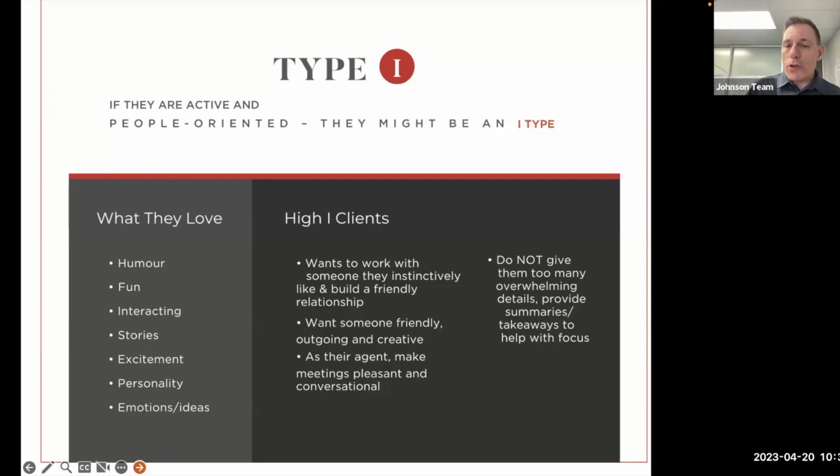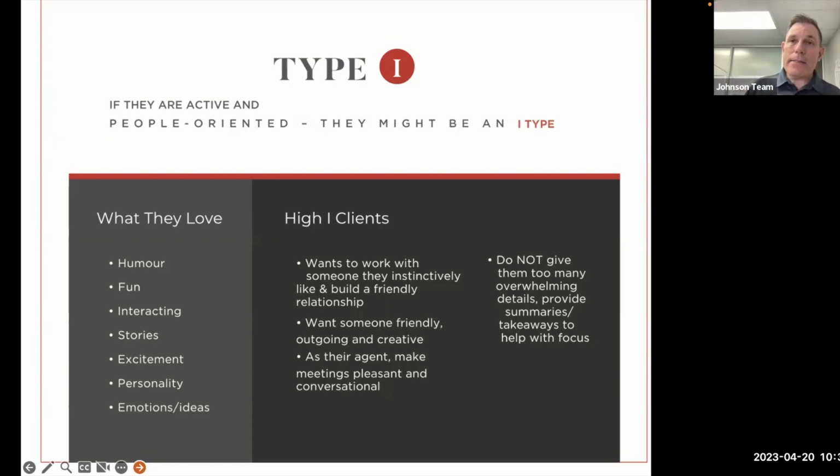They are all full of emotions. So most agents lead with an I. Most successful agents lead with an I. Where you have to be careful with I's is if you're a high I, your biggest fear is being not liked. So I's can go overboard with being liked.